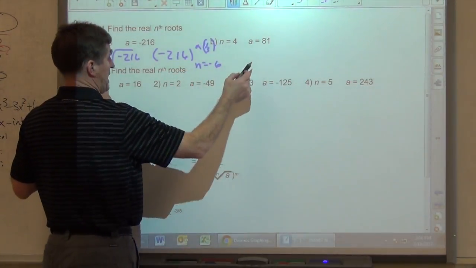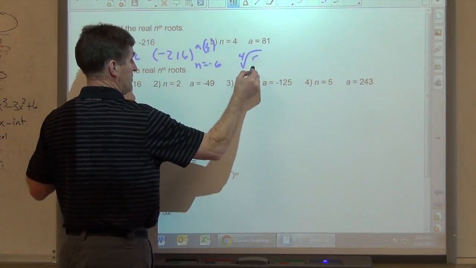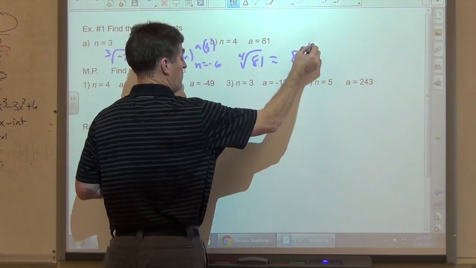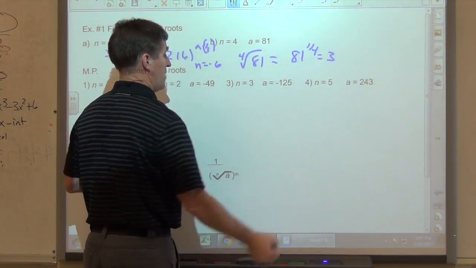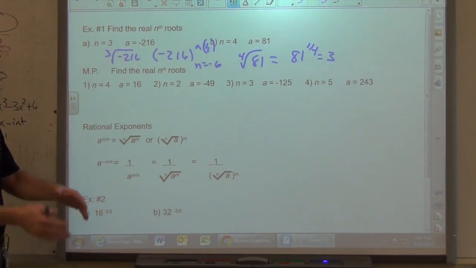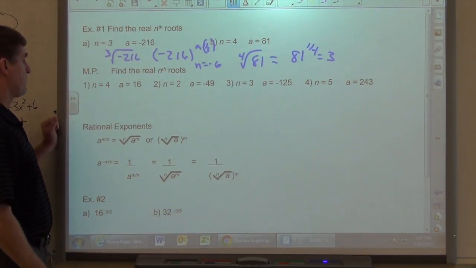And if we have the 4th root of 81, again we can do 81 to the 1/4 power, but that would be 3. So why don't you try these and see if you can work them out. Pause it, come back, and check and see if you got them right.